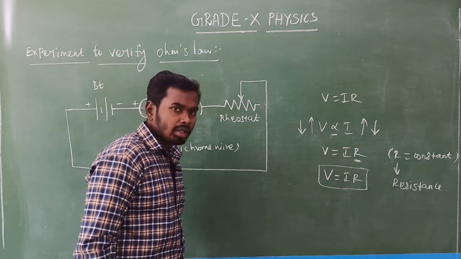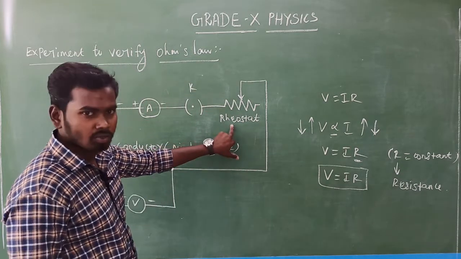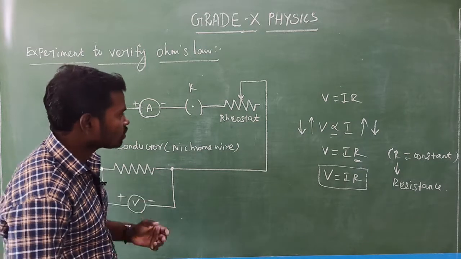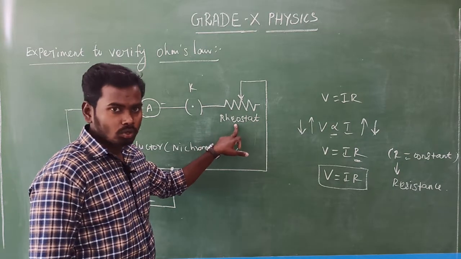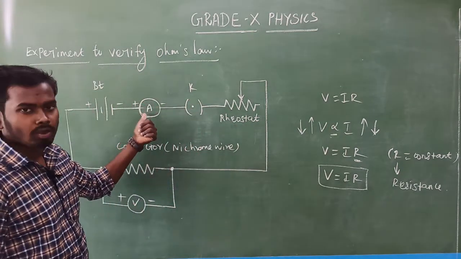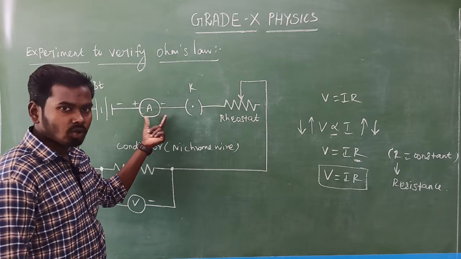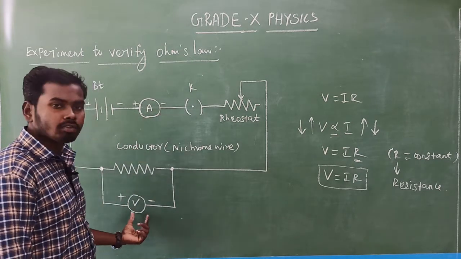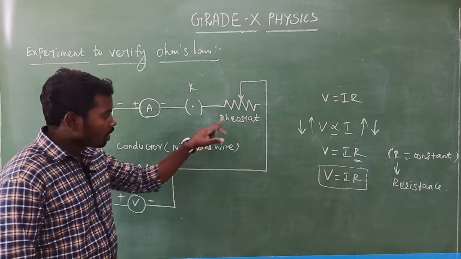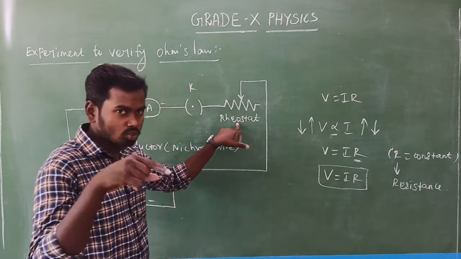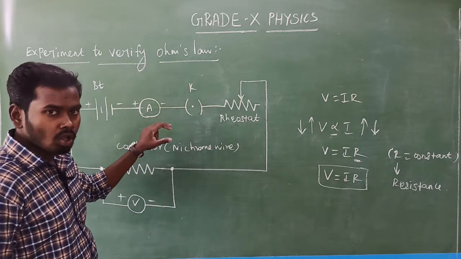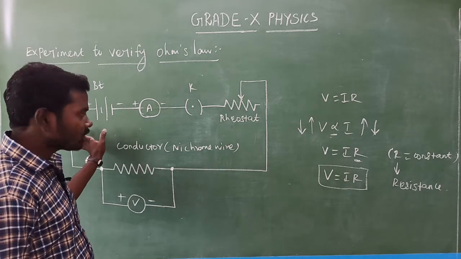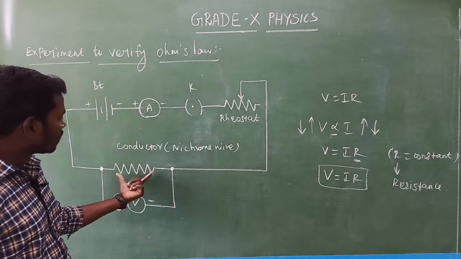Next one, the rheostat. Actually, this is a new device for you. Rheostat is a device which is used to change the current value without changing the potential difference across the two terminals of this conductor. Note this point.